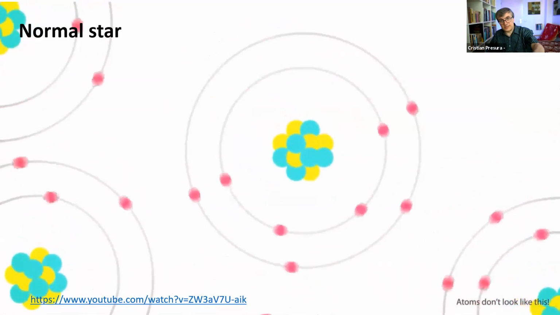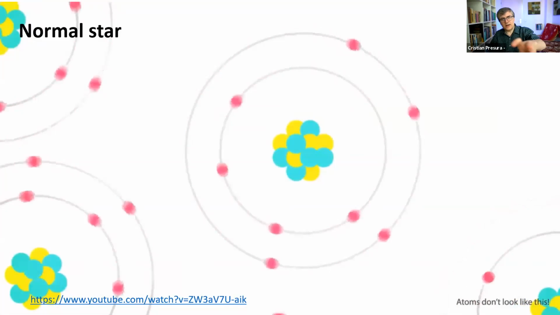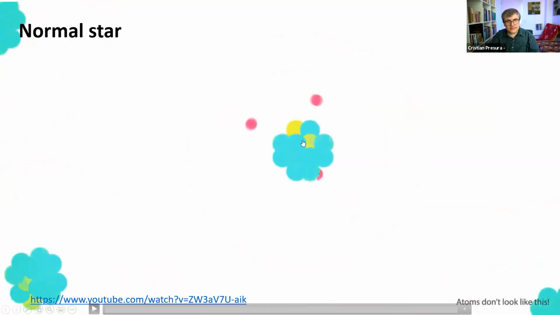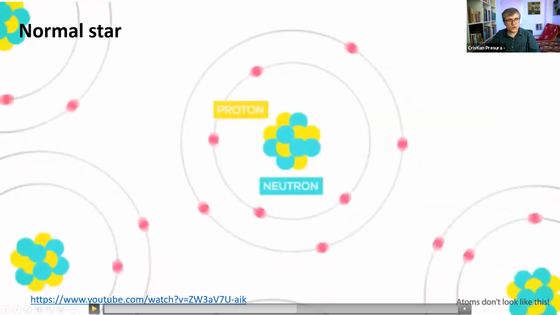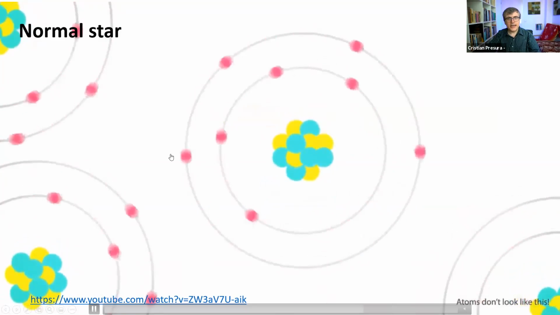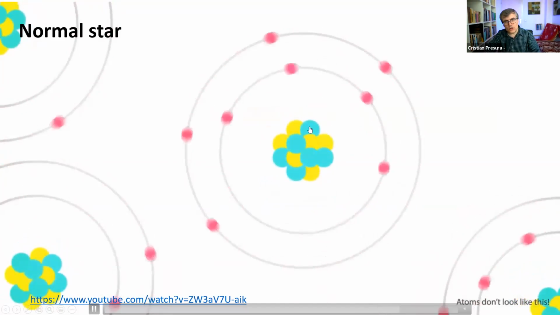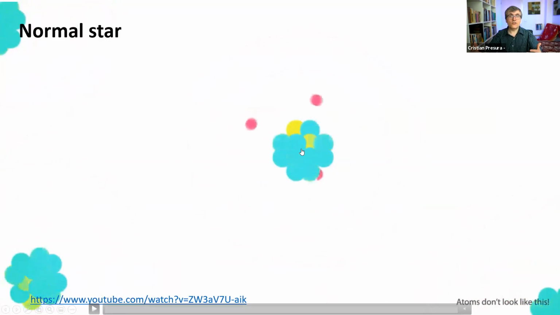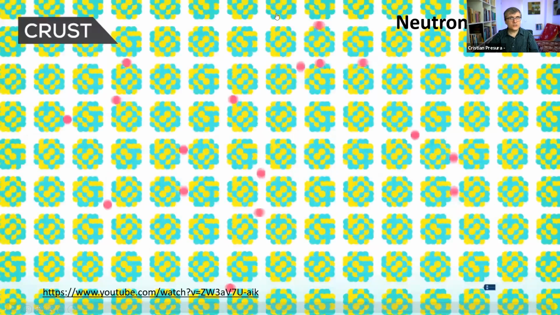But this is the normal star, where you have nuclei and then electrons flowing around. And at the end, you see the electrons are coming back because the core is pushed harder and harder. In the end, the electrons are going to come into the nuclei, fuse with the protons, and form mostly neutrons. And that's what we see here inside the neutron star.